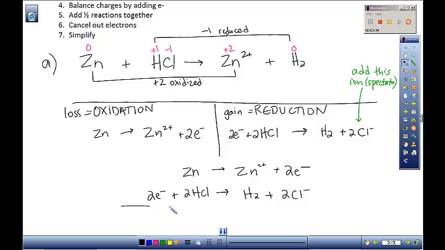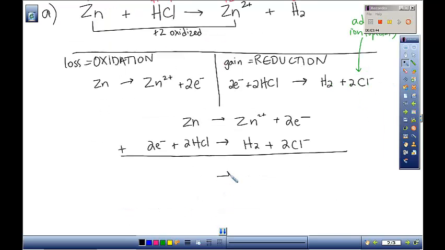So if we were to add these up, this is step 5 up here, add the reactions together, we would want to see if it simplifies first. So everything on the left compared to everything on the right. Notice that the electrons appear both places. That's intentional. 2 electrons gained, 2 electrons lost. Those cancel out. So now we'll rewrite what we have left over.